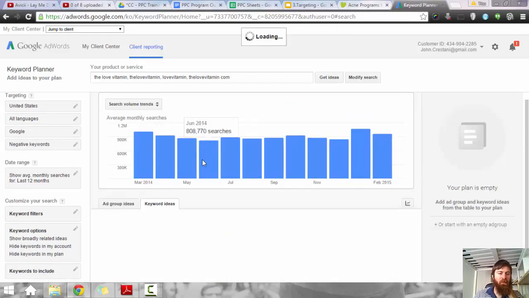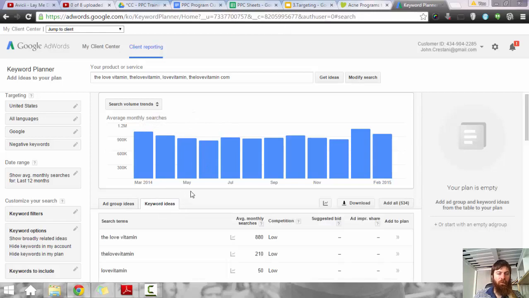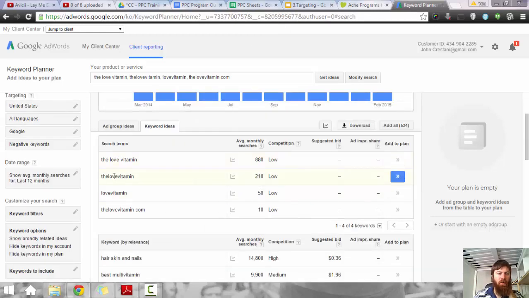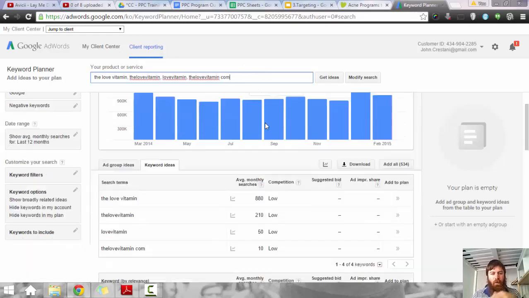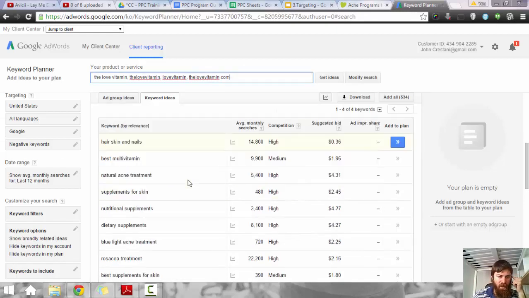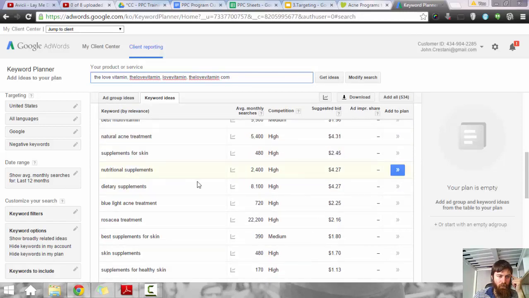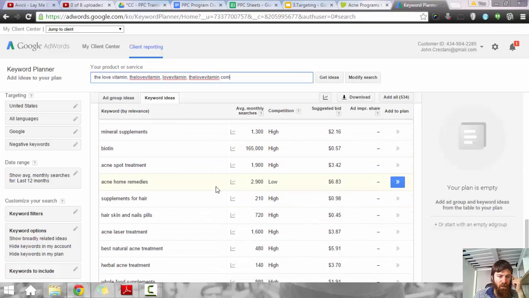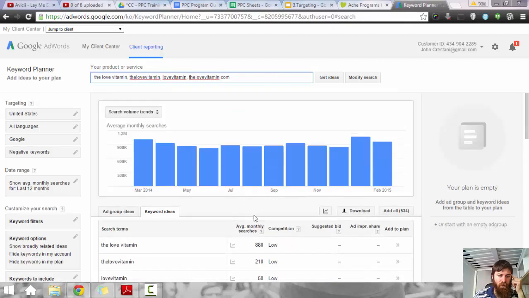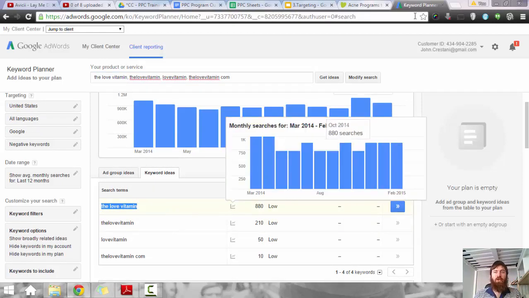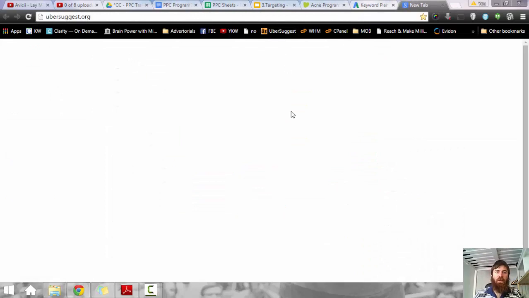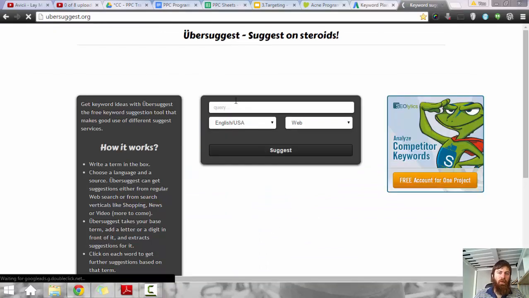We look at keyword ideas. Remember, we go to this tab in here, may change, but we're seeing love vitamin, lovevitamin.com. Let's try, first let's see if we have any keywords here. We aren't seeing any more love vitamin related keywords. We are seeing this, the love vitamin, as the most searched term. So what I'm actually going to do is put this into a tool I like called Uber Suggest. It's an amazing tool.